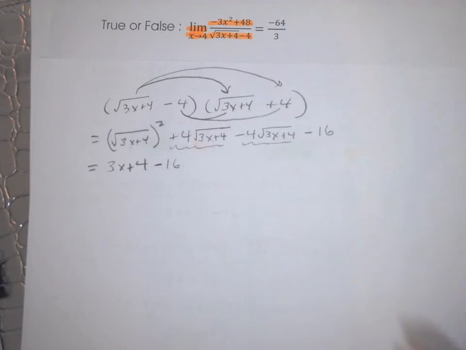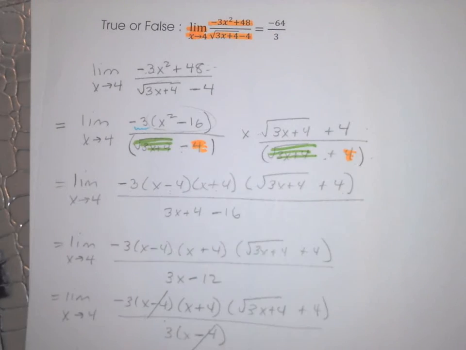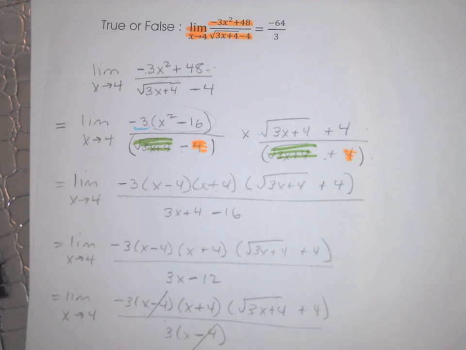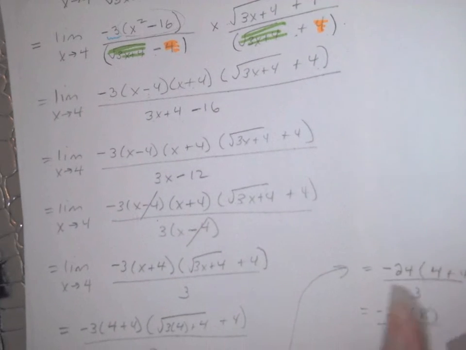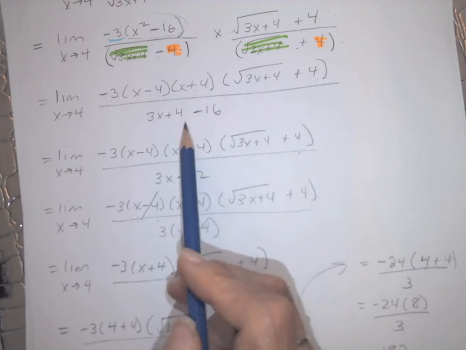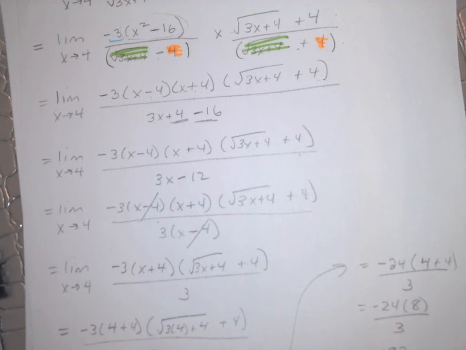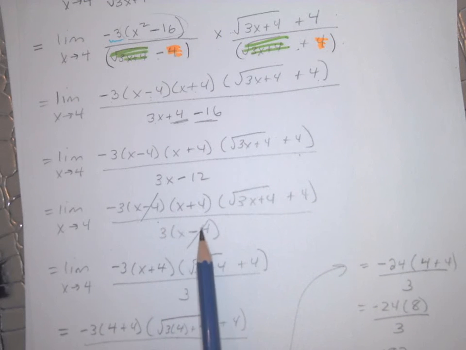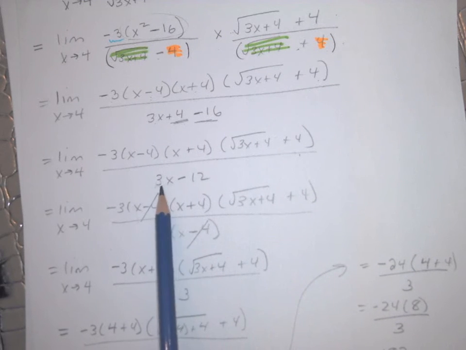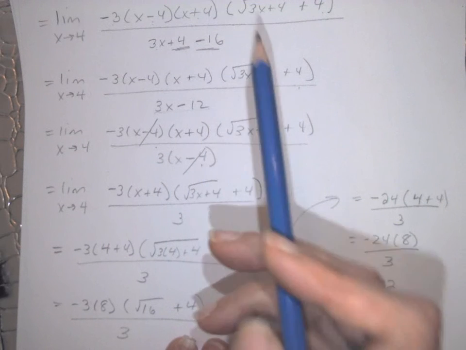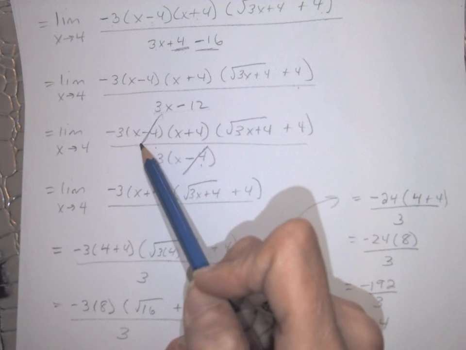So if we go back to our solution, that's how I got 3x plus 4 minus 16 in the bottom. Okay, and then on my next step, I left the numerator the same, and I just gathered the like terms, positive 4 and negative 16, to get 3x minus 12. And then I realized that I have a common factor of 3 in the denominator, so I factored out the 3 and got 3 times x minus 4, which means now I can divide out these x minus 4s.